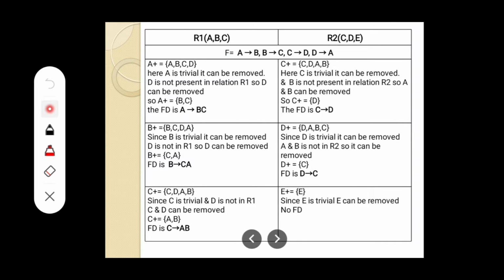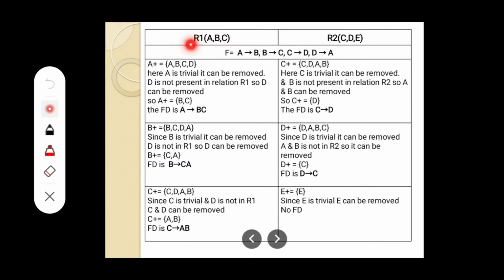I prefer you make a tabular column, and in the table represent the closures corresponding to each subrelation. Here I am going to find the closures of R1 (A, B, C), and here I am going to compute the closures of the relation R2 (C, D, E). Just finding the closure is not enough, we also need to perform certain operations so that we can reduce the closure. So let us see the details.